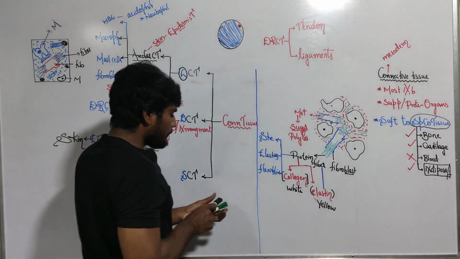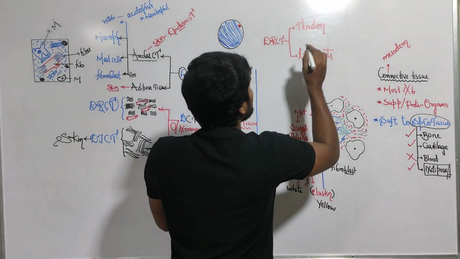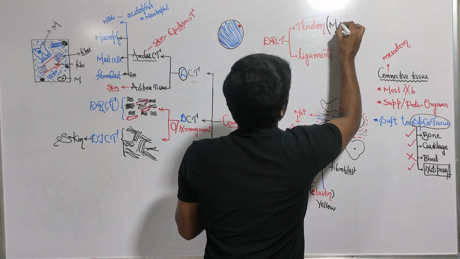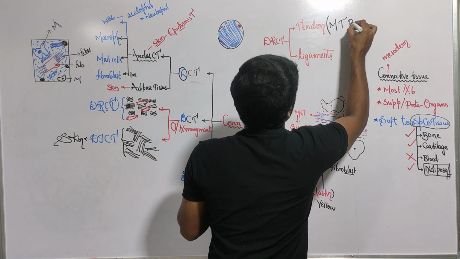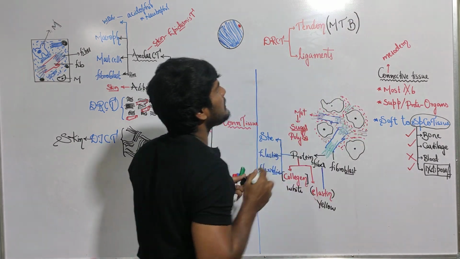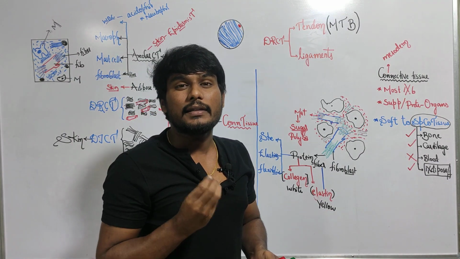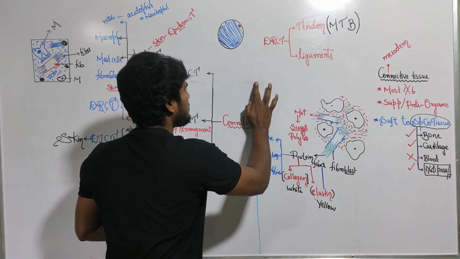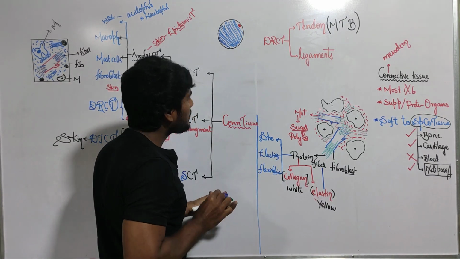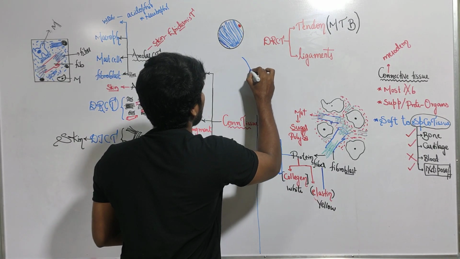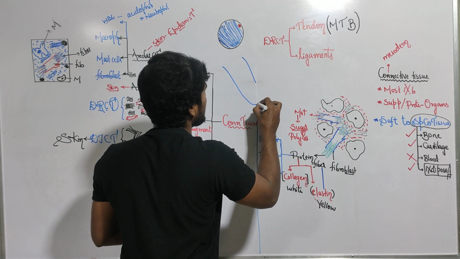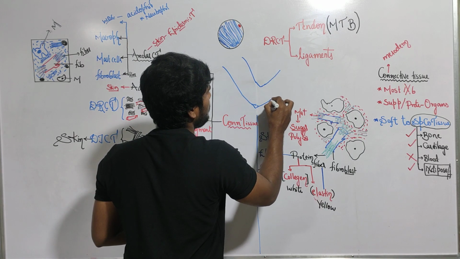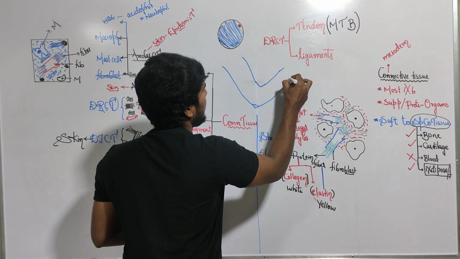Remember, a tendon is what connects muscle to bone. Tendon means the connection between muscle and bone. Let me draw a small diagram to help you understand clearly. For example, here is a person's hand, like this.